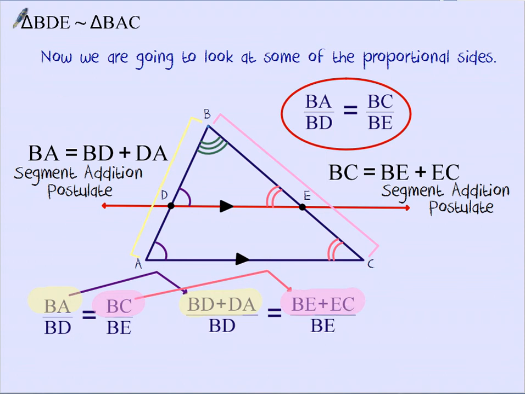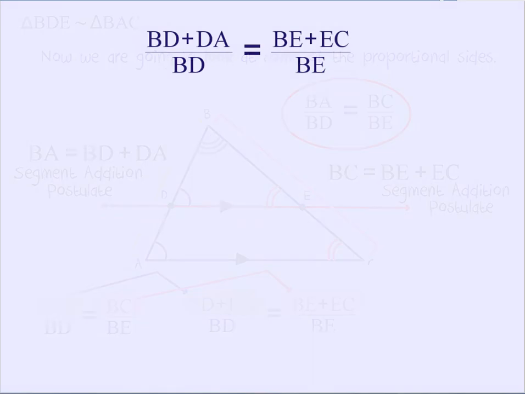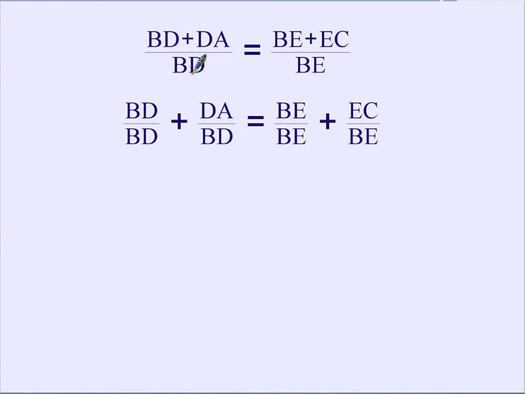But now I'm going to take this even one step further. I'm going to split these terms in my numerator so that each one has its own denominator. So take our original proportion: BD over BD, DA over BD, BE over BE, and EC over BE. All I'm doing is taking the terms in the numerator and splitting them so that they each have their own denominator.